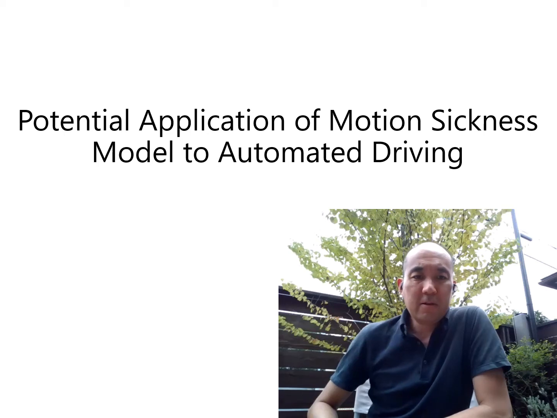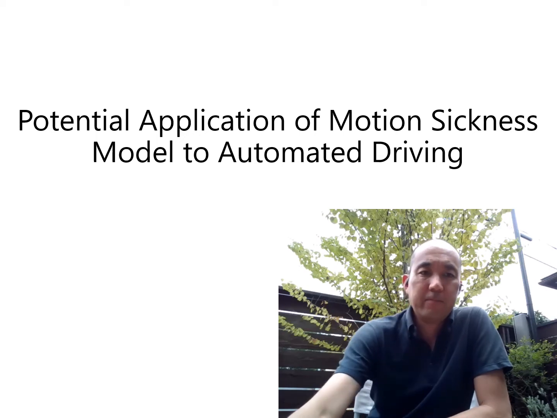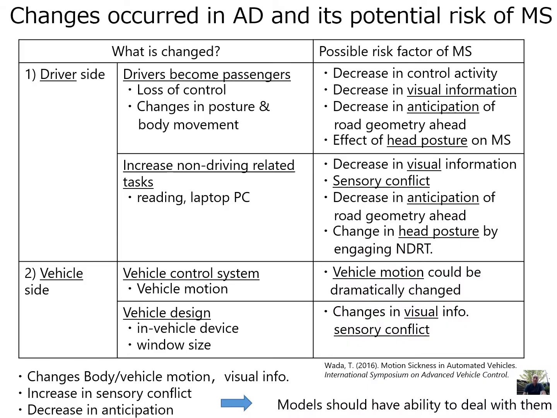Okay, let's move on to the next phase, the potential application of the motion sickness model to automated driving. This slide shows the changes that occur in AD and its potential risk of motion sickness. What changes on the driver side includes the fact that drivers become passengers, which leads to the loss of control and changes in the posture and the body movement.